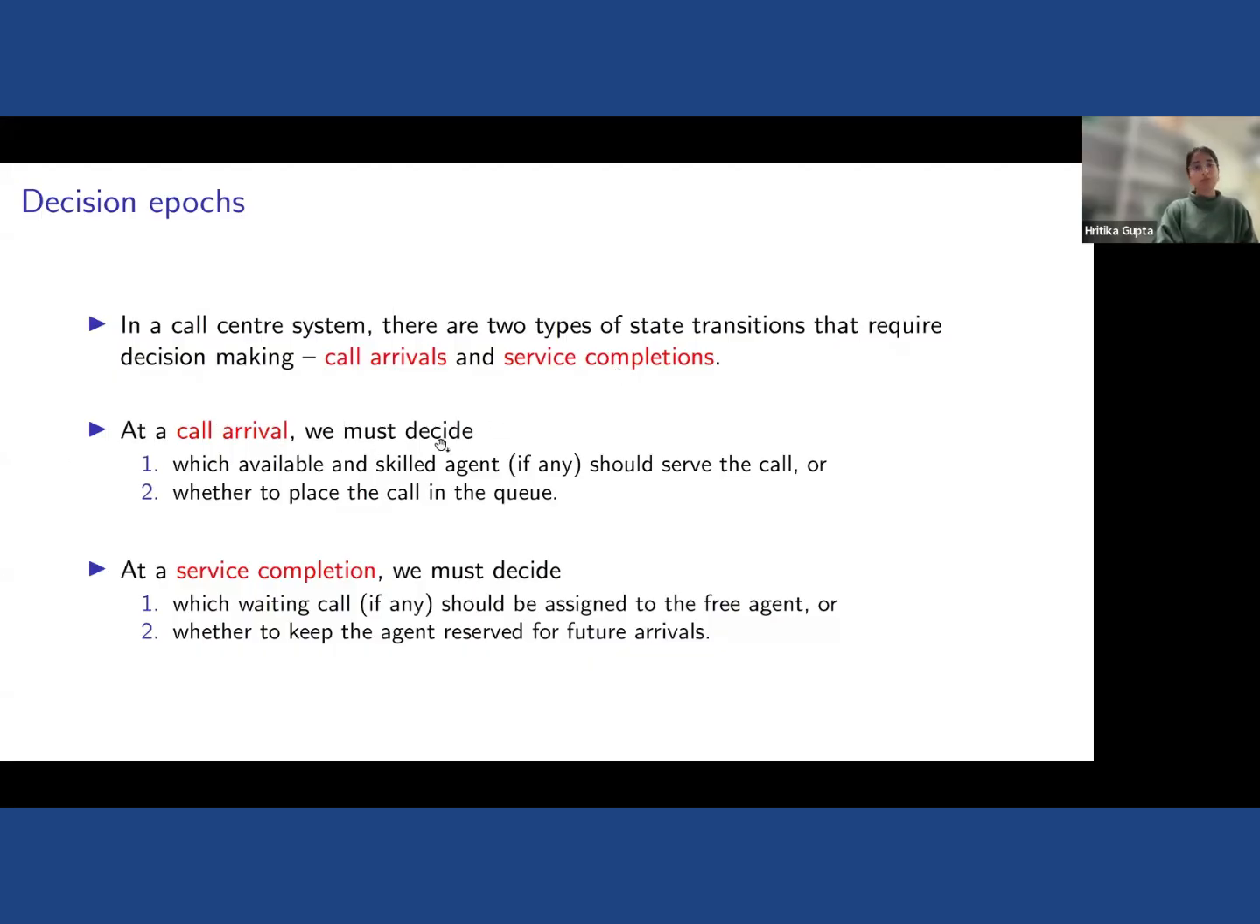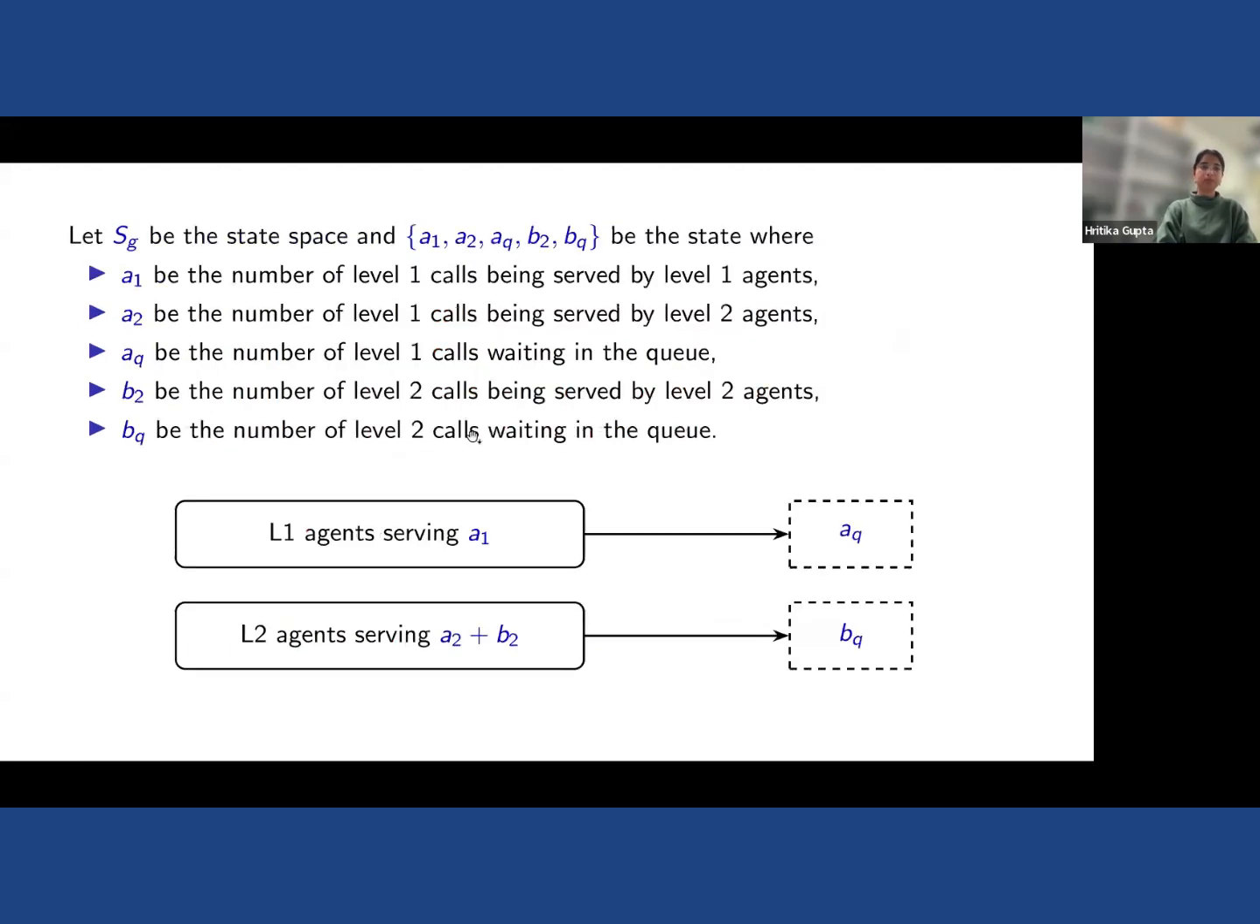At a call arrival, we must decide which available and skilled agent, if any, should serve the call, or whether to place the call in the queue. At a service completion, we must decide which waiting call, if any, should be assigned to the free agent, or whether to keep the agent reserved for a future arrival. So these are the decisions we need to make at certain transitions and states.